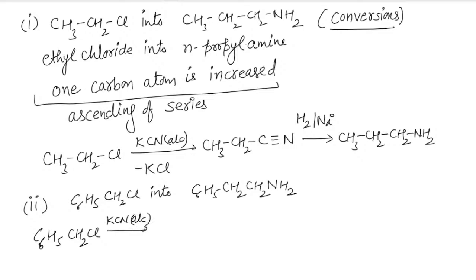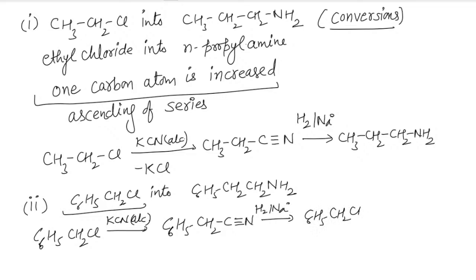If you know some tips and tricks, like here one carbon atom is increased, obviously the first step is to react it with KCN, but for that we should have an alkyl halide. If the reactant is not a halide, here it is a halide only, then we convert it into halide. Then just reduce it. That's it. Very good. Great.